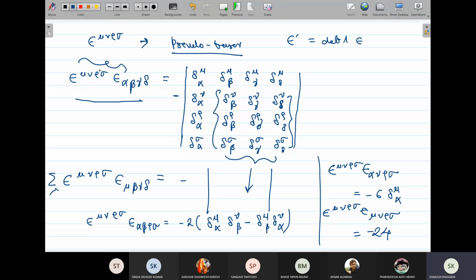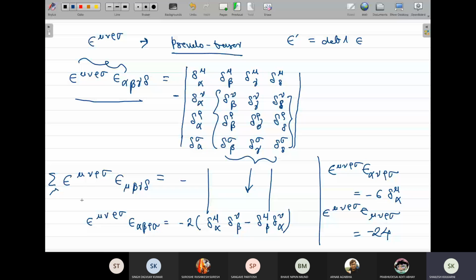Then there is no other way than to write it as a determinant. You use the property of a determinant that if you interchange any 2 columns or any 2 rows, you get a minus sign. From that you derive this. It's very simple to visualize.